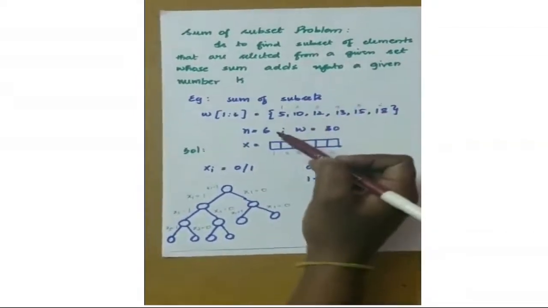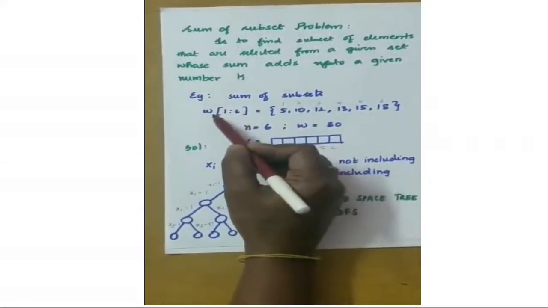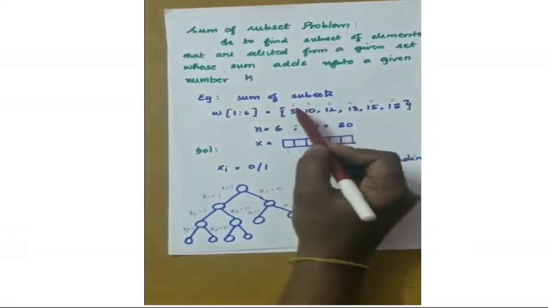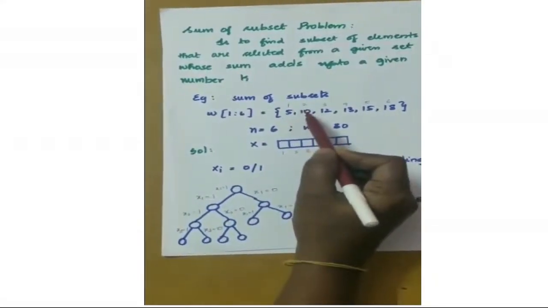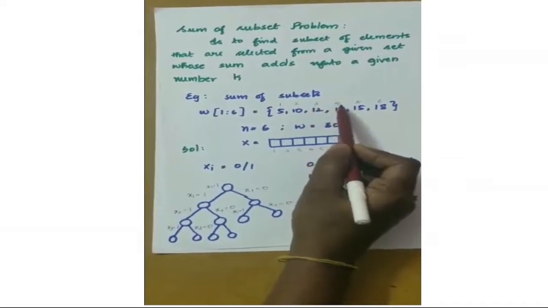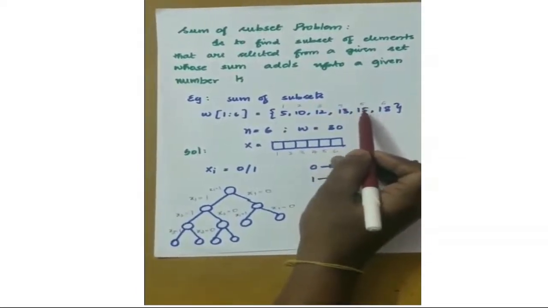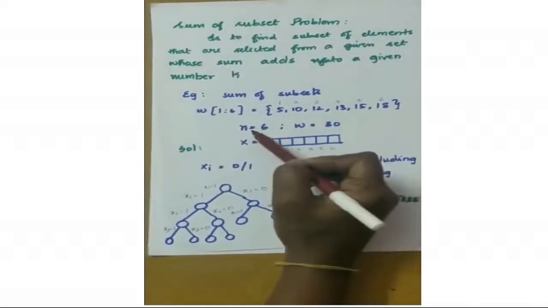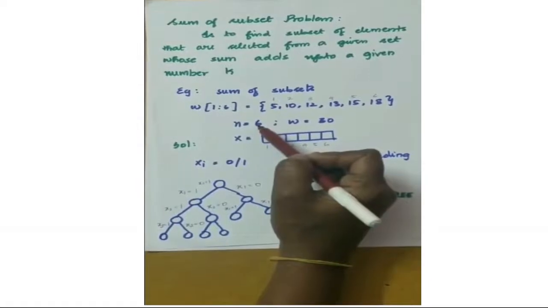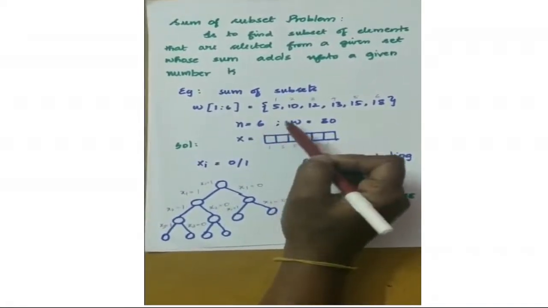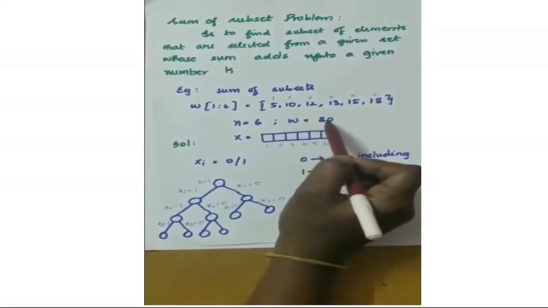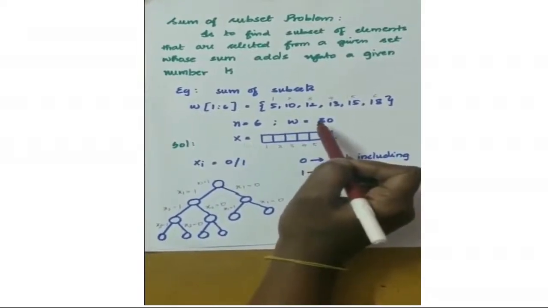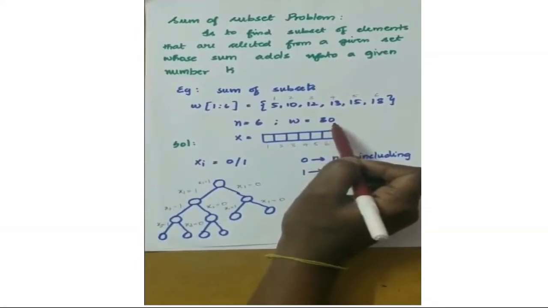Let us take an example of 6 elements, that is elements 1 to 6. Each element carries some weight. The first element weight is 5, second element weight is 10, third element weight is 12, fourth element weight is 13, fifth element weight is 15, sixth element weight is 18. So totally the number of elements in the set is 6. The weight which we have assumed is 30. By solving this set of items, we have to identify which subset satisfies the weight 30.